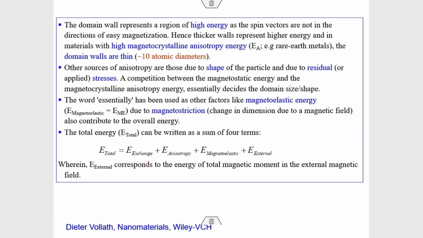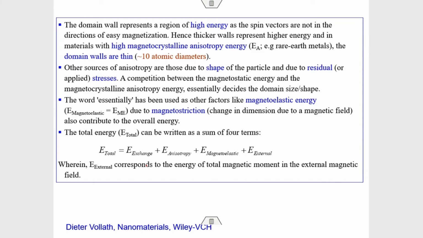If I apply a magnetic field on a single crystal of iron which is oriented along the 1 0 0 direction, another single crystal oriented along the 1 1 0 direction, and a third one along the 1 1 1 direction, the one along the 1 0 0 direction will magnetize fast and easily. On the other hand, the one oriented along the 1 1 1 direction will be most difficult to magnetize, although pure iron at room temperature is ferromagnetic, right.